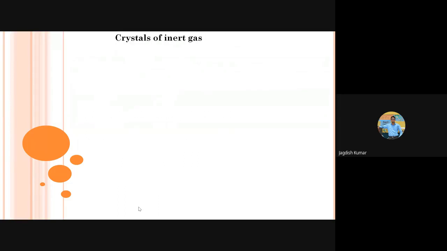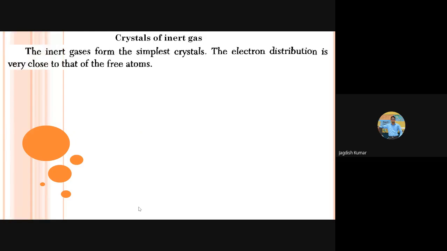First and most interesting of them are crystals of inert gas. As I already told you, there is no tendency of inert gas atoms to actually form bonds. They can't form bonds in a covalent manner or an ionic manner.